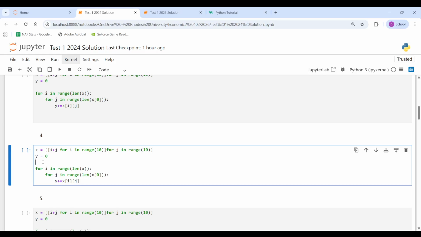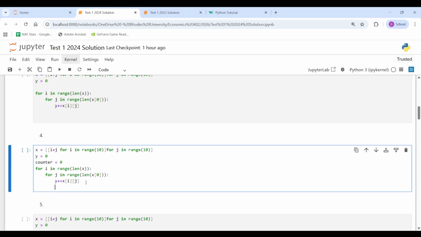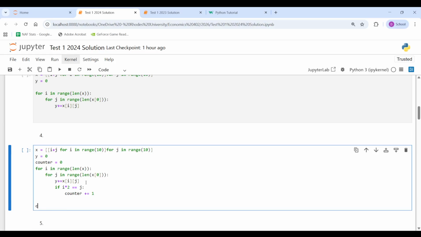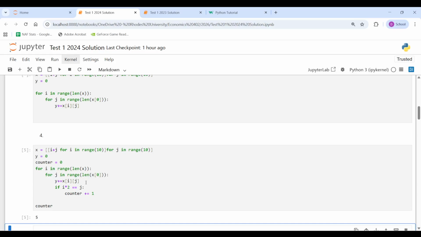Okay, so essentially what we're going to do is we're going to count how many times j is twice as big as I, right? So with that, we need a counter. Keep track of how many times it happens. How do I check that? If I times 2 is equal to j, are we happy with that? Right? So then we just check what the counter is. It should be 5.